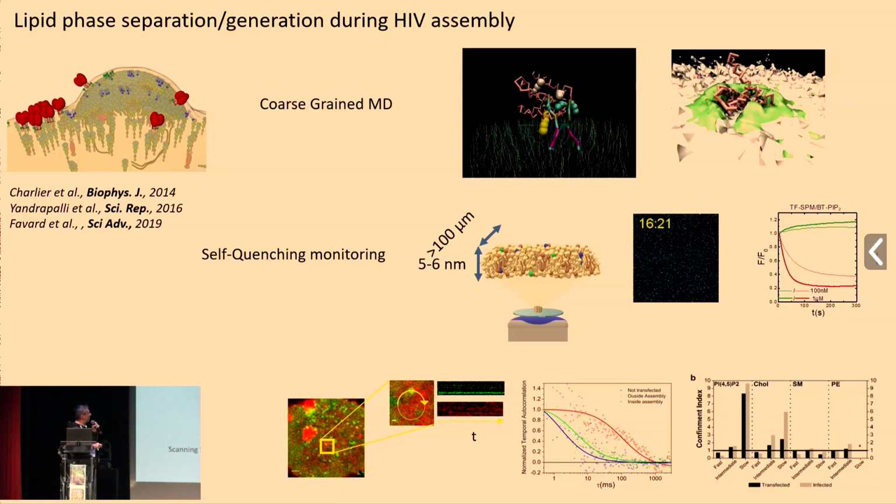And when it's far away from the assembly, we have something which is much faster. With this, we can look at a kind of confinement index that tells us the trapping of the lipid. And here, again, with the real virus in cell, we see that the PIP2 is trapped by the virus, as was predicted by the coarse-grained molecular dynamics.